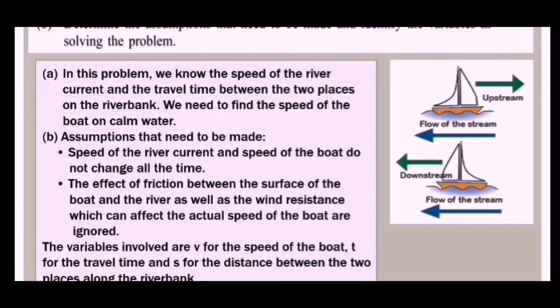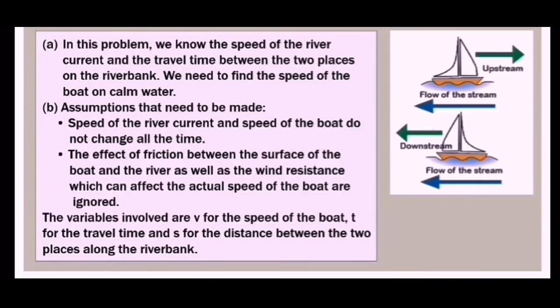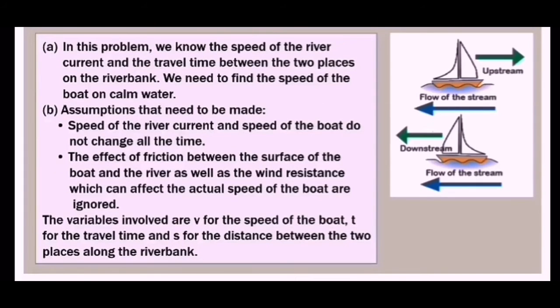In this problem, we know the speed of the river current and the travel time between the two places on the river bank. We need to find the speed of the boat on calm water. B. Assumptions that need to be made.